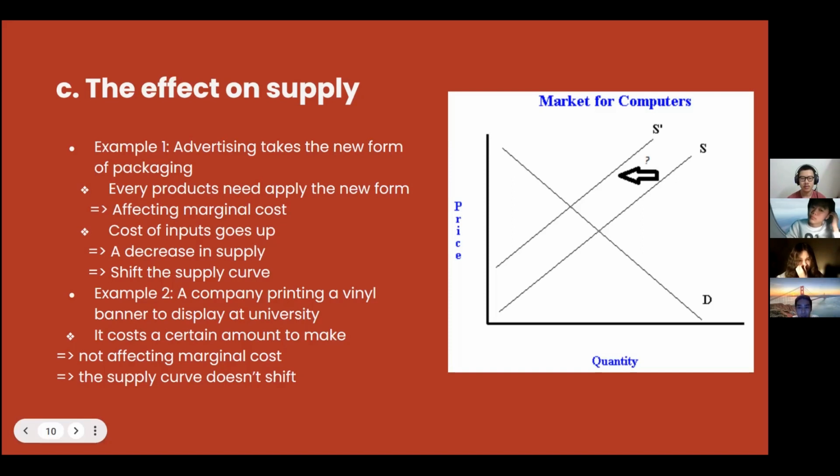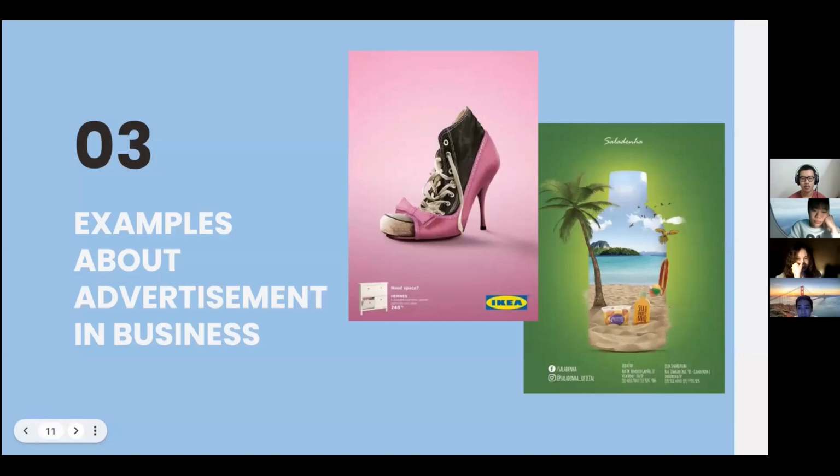So to understand more about the role of advertising in business, right now I will invite Chang to provide specific examples. Thank you, Ming, for introducing me. Well, I will show you some examples about advertisement in businesses.